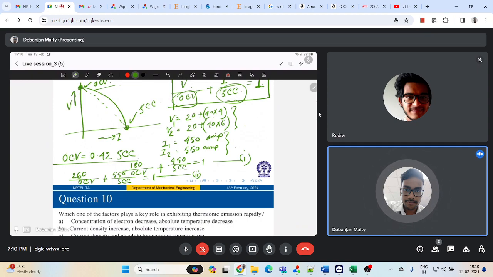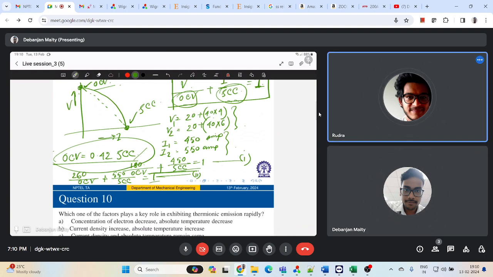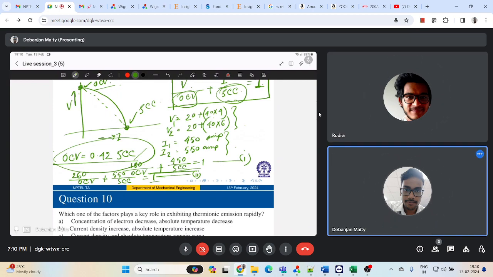How did you get this equation? You get it from one of those equations: 180 by OCV plus 450 by SCC is equal to 1. This will be one of your equations and one will be from the maximum. So one will be from the minimum one, another from the maximum one. Anyhow, this is straightforward. You can go through that in your leisure time.